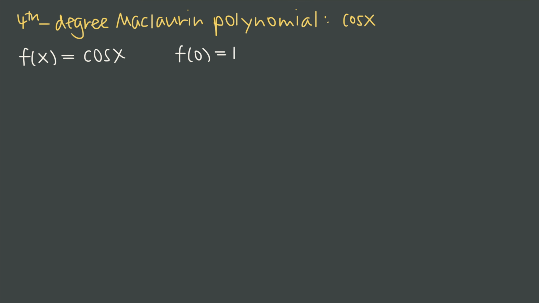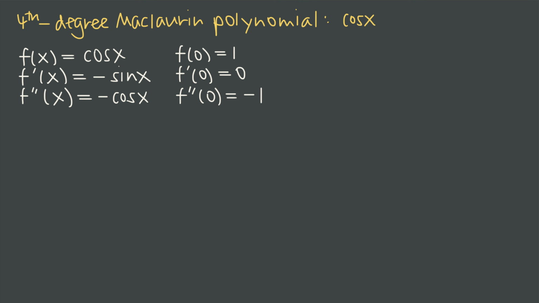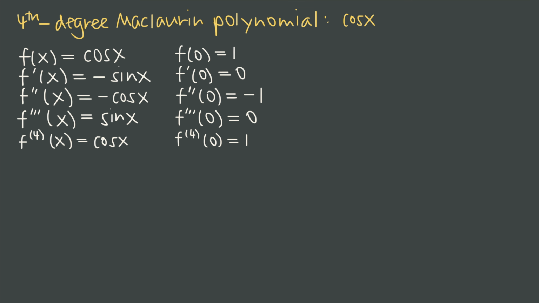And then we start taking derivatives and evaluating each of them at the center point c equals 0. So the first derivative is the derivative of cosine x, which is negative sine x, and negative sine x at 0 is 0. The second derivative is negative cosine, and evaluated at 0 we get negative 1. The third derivative is sine, evaluated at 0 we get 0. And the fourth derivative is cosine, evaluated at 0 we get 1. Because we're finding the fourth degree Maclaurin polynomial, we have to get up to the fourth derivative. Now we can start building our fourth degree Maclaurin polynomial.